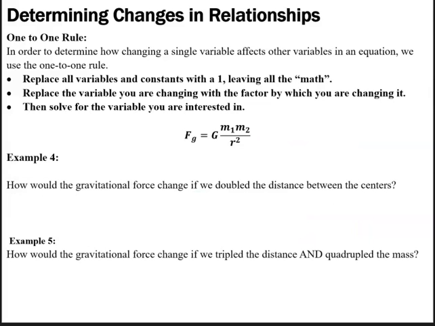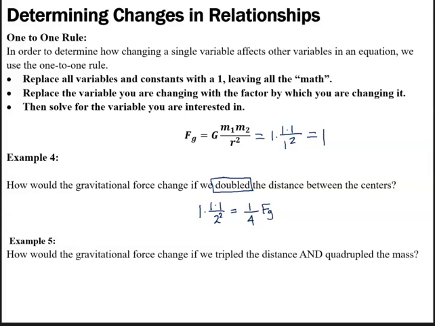So how would the gravitational force change if we doubled the distance between the centers of mass? So this time we have our 1 times 1 times 1 divided by 1 squared. And that'll equal 1. What's changing is my radius. It's doubled, but I have to square it. So when I do the math, it's going to be 1/4. So my new force is going to be 1/4 of my original weight force.